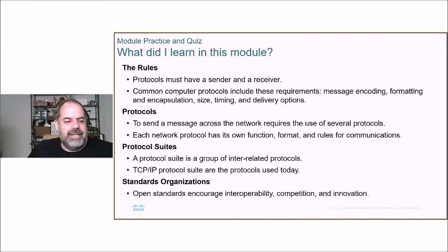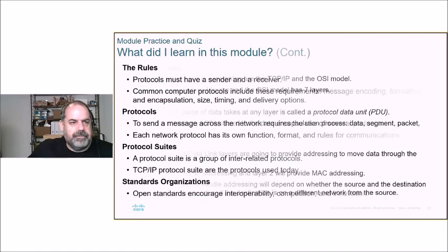So what did we talk about in this chapter? So the rules. Protocols have a sender and receiver. Common computer protocols include these requirements: message encoding, formatting, encapsulation, size, timing, and delivery options. It does depend on what the protocol is designed to do. Sending a message across a network requires the use of several protocols. Each network protocol has its own function, format, and rules for communication. And so protocol suites are a group of interrelated protocols. The most common one today is TCP/IP. Standards organizations encourage interoperability, competition, and innovation.